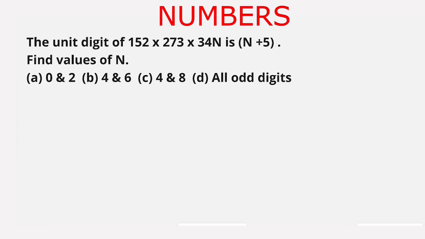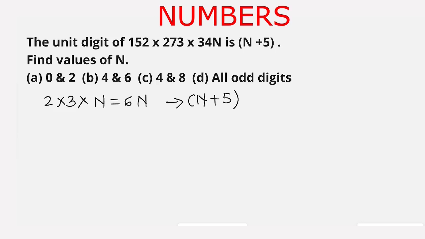As we have to find the unit digit, so we will consider the unit digit of all the numbers, and the unit digit of 152 is 2 multiplied by 273 has unit digit 3 multiplied by 34n has unit digit n, and 2 multiplied by 3 multiplied by n is 6n, and this unit digit is equal to n plus 5.